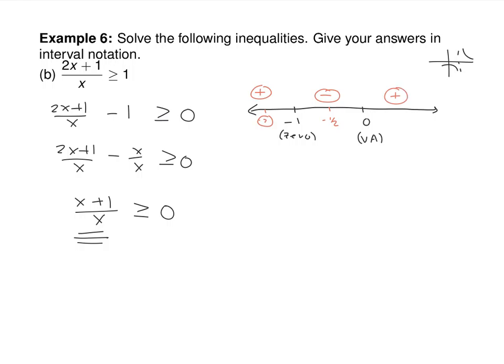Okay. And the one tricky thing here is that you're looking for where this thing is bigger than or equal to 0, right? So do you include negative 1? Yes, so negative infinity to negative 1. Do you include 0? No. Why not? This is a vertical asymptote.